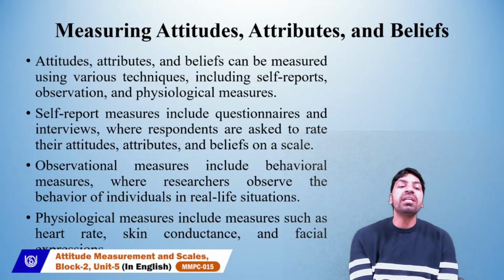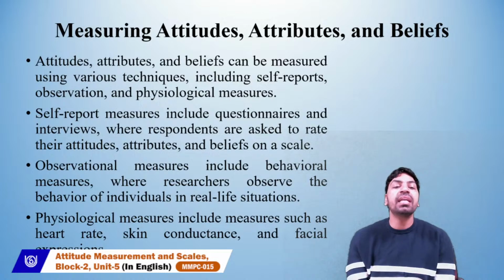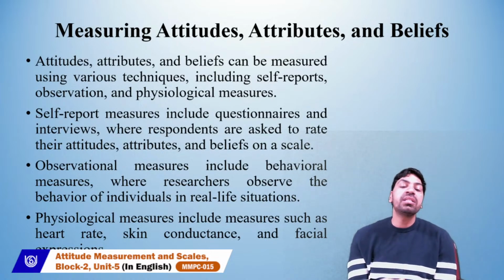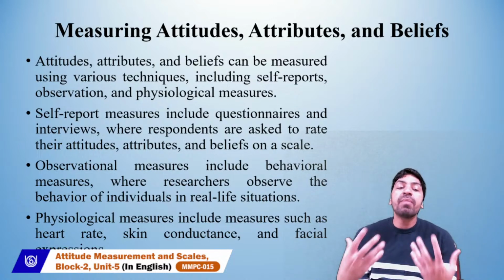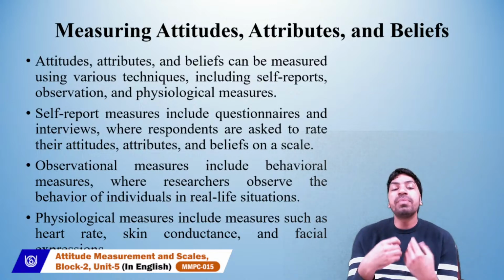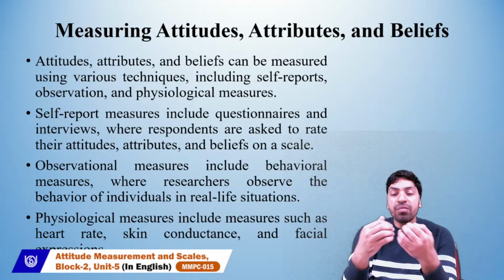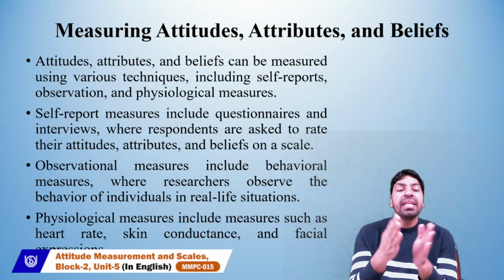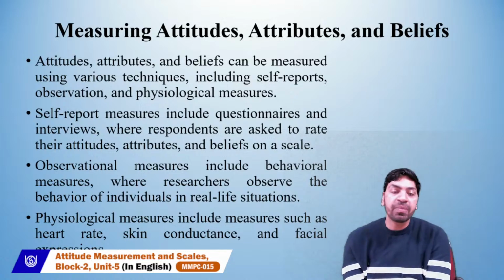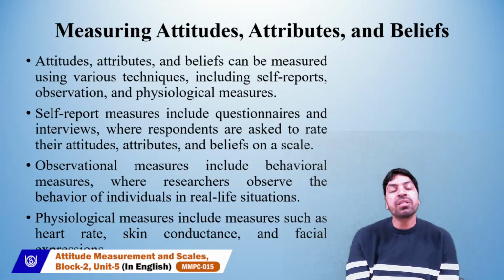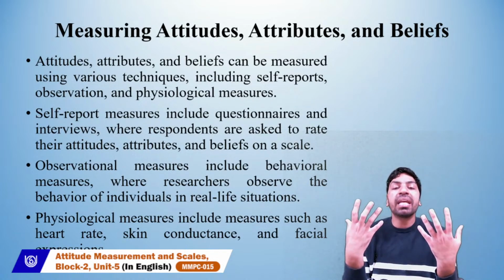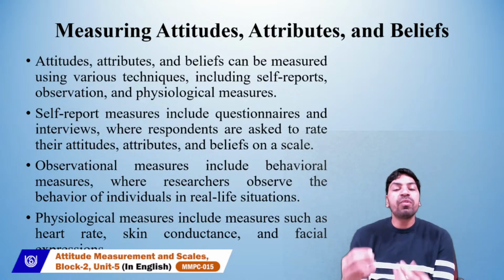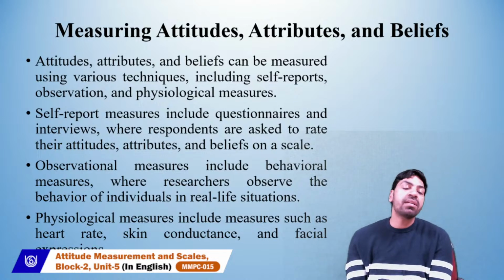The next one is observational measures, where we study the behavior of individuals in a real-life scenario. If an accident happens on a road, the researcher begins to observe the behavior of the individuals surrounding the accident area. That is observational measures. Or as a teacher sitting in a classroom, we look at the behavior of students towards studying mathematics. That also comes under observational measures.